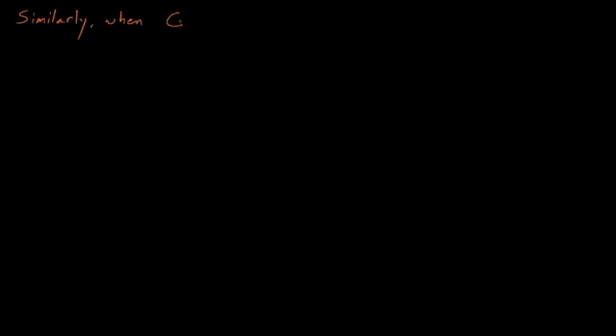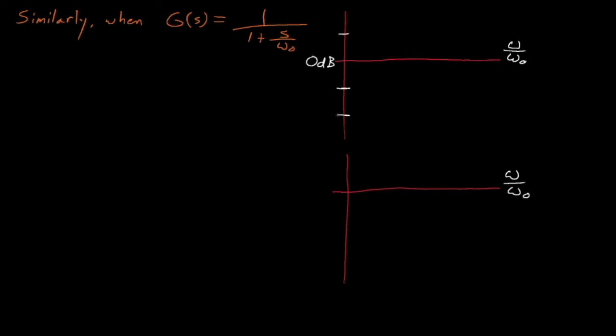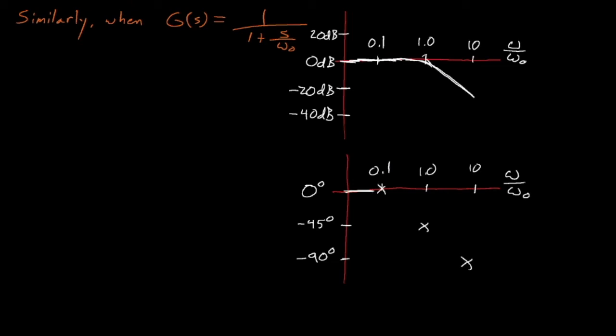Similarly, the Bode plot for a g of s that equals 1 divided by 1 plus s divided by omega naught looks like this. Because our polynomial is now in the denominator, the gain plot has been multiplied by a negative sign, and the phase has also been inverted so that it ranges from 0 degrees to negative 90 degrees.